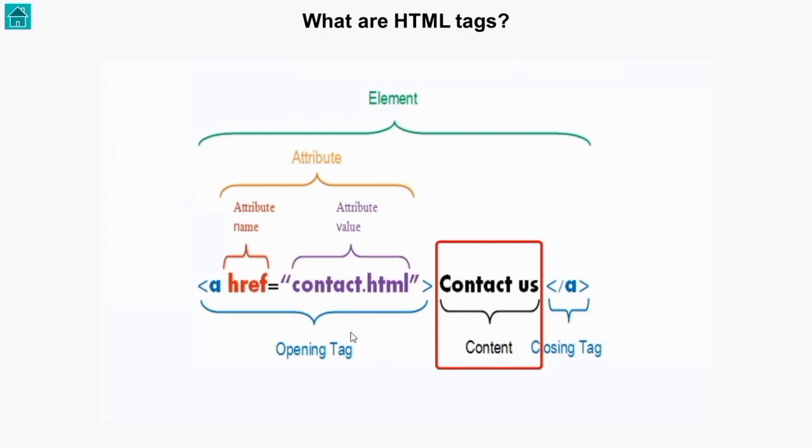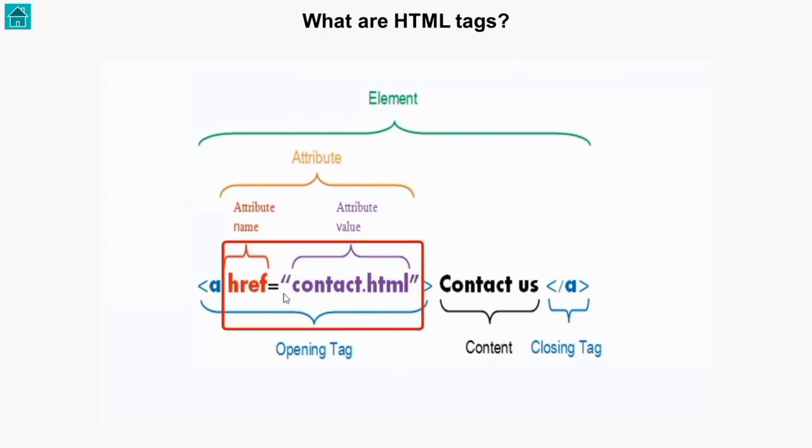Alright, so the data that we write right after the opening tag's keyword, inside the angle brackets, is called attributes. First of all, the name of the attribute is given, then its value. In this example, href is the name of the attribute, then contact.html is the value.